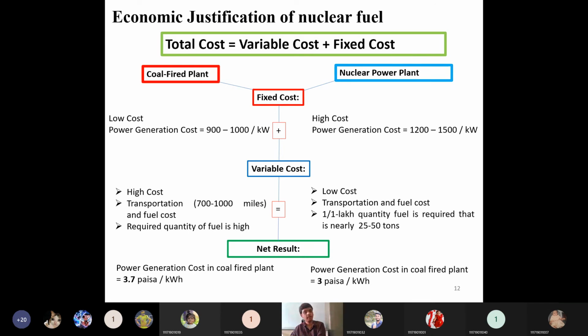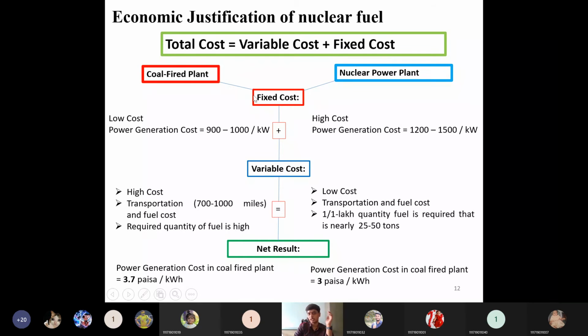Variable cost or operating cost is nothing but to run that particular plant. What are the auxiliaries? What are the various raw materials? Everything will come under the variable cost or operating cost. This total cost will be divided into two components: operating cost or variable cost plus fixed cost. If you see, this left pane will be the coal-fired plant cost, whereas this right pane will be the nuclear power plant operating cost or fixed cost.